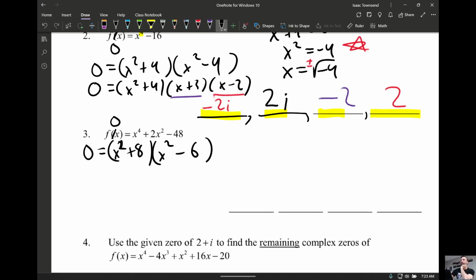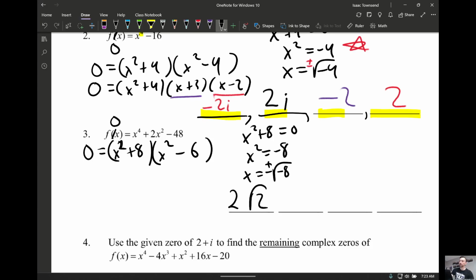But now on this one, I get x squared plus 8. I could set this factor equal to 0. It doesn't break down anymore, so I just have to solve it by hand. So quadratic formula, or just subtract the 8 over, take the square root of both sides, don't forget the plus or minus, and since the square root of 8 breaks down, we should break that down. That would be 2 square roots of 2. One of them's positive, one of them's negative, and because it was a negative 8, you need an i in there.